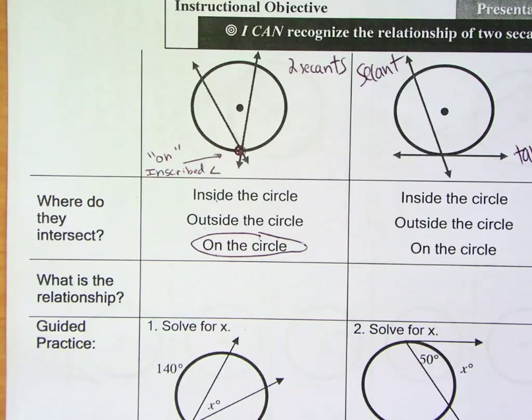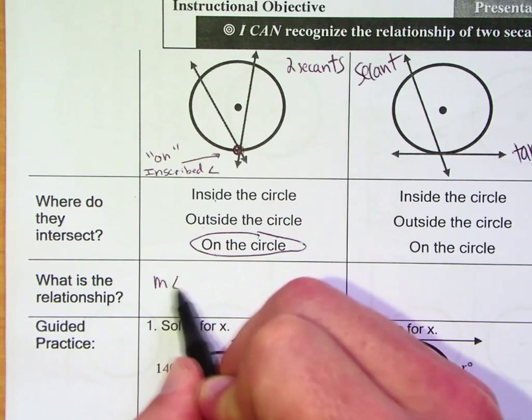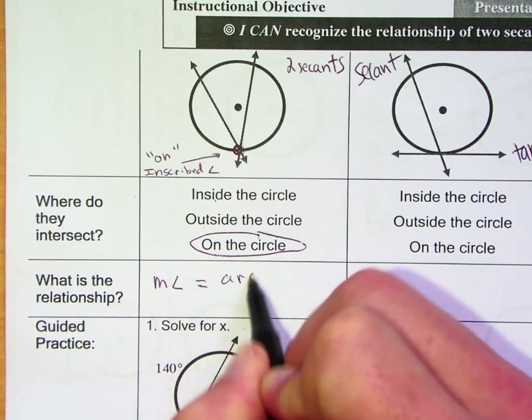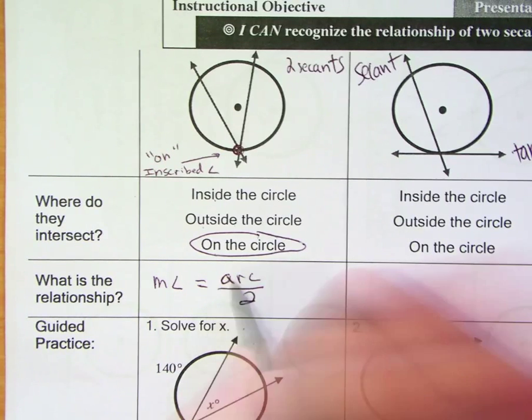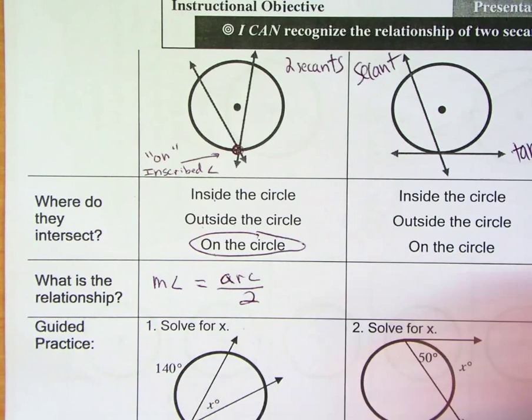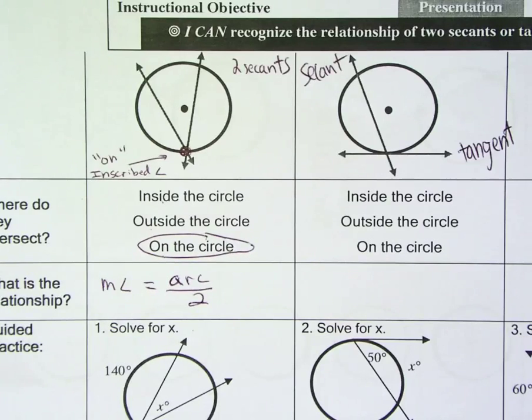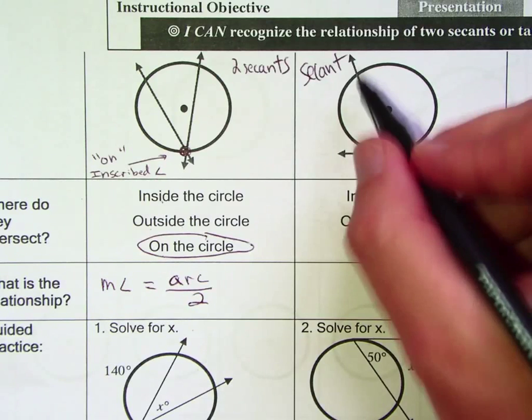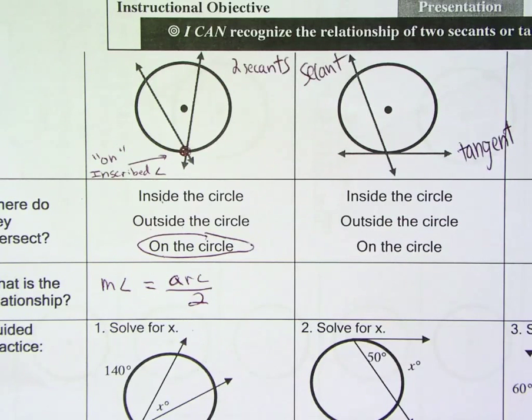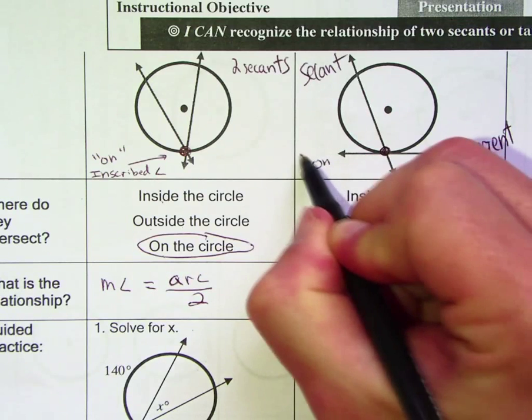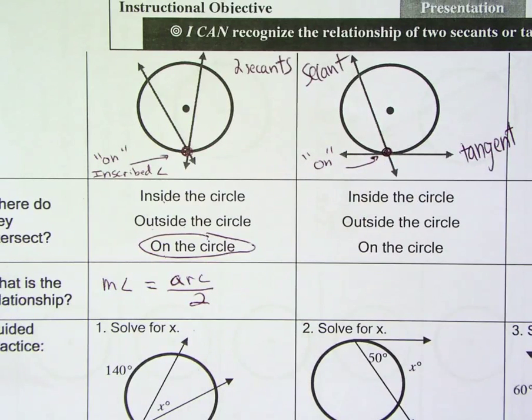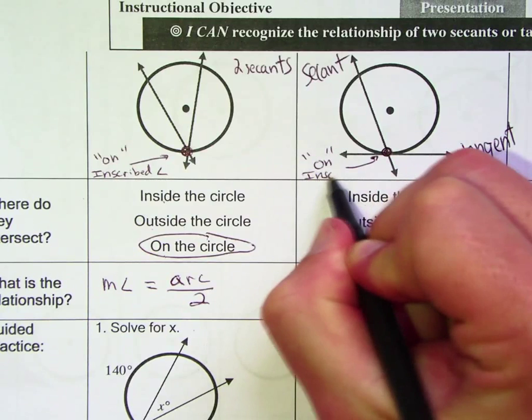And when that happens, what's the relationship? Well, the measure of your angle is equal to the arc divided by 2. Okay, let's look at the next one. Where are the secant and the tangent intersecting? Still on the circle. It looks a little odd, but it is on. So it's still an inscribed angle.